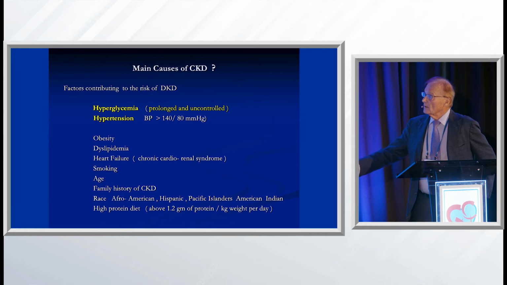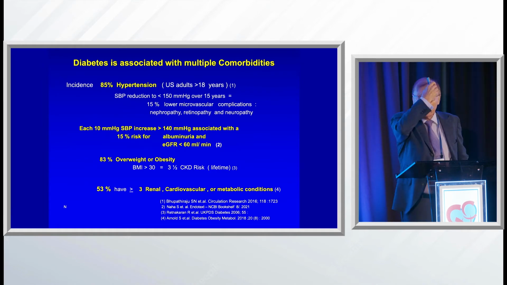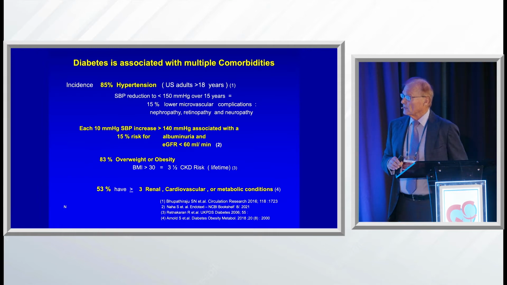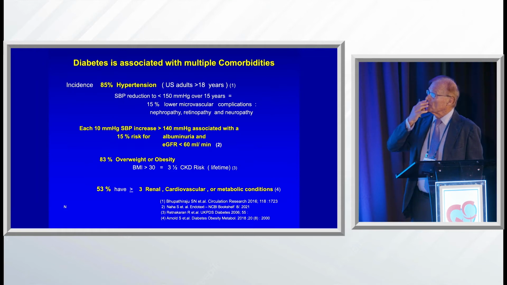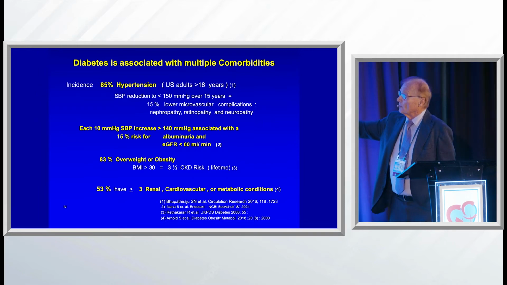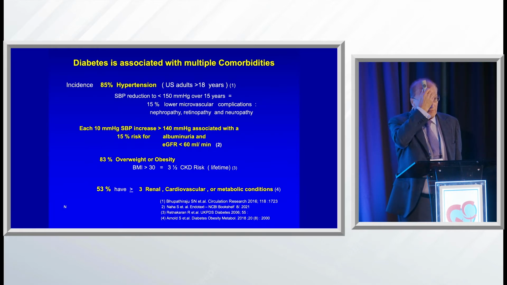So looking now just quickly at diabetes, to show you the comorbidities: 85% of diabetics have hypertension, 83% have obesity, and over half have multiple parallel abnormalities. And here are some nice numbers. If you reduce the systolic to less than 150 over 15 years, you have a 15% lower complication rate from a nephrology standpoint. I like the second number too, that if you're above 140, it seems to be very important from a nephrology standpoint.